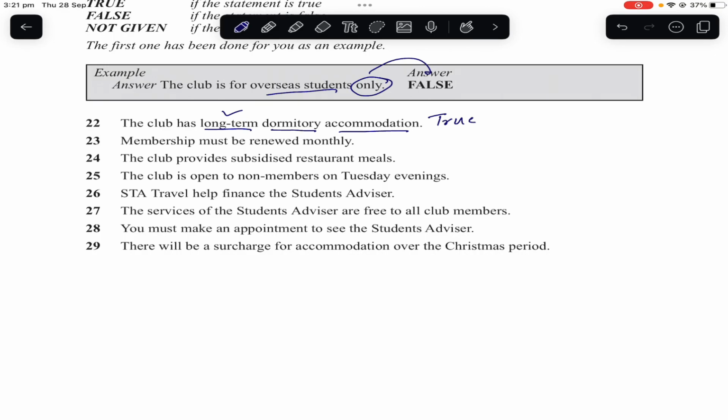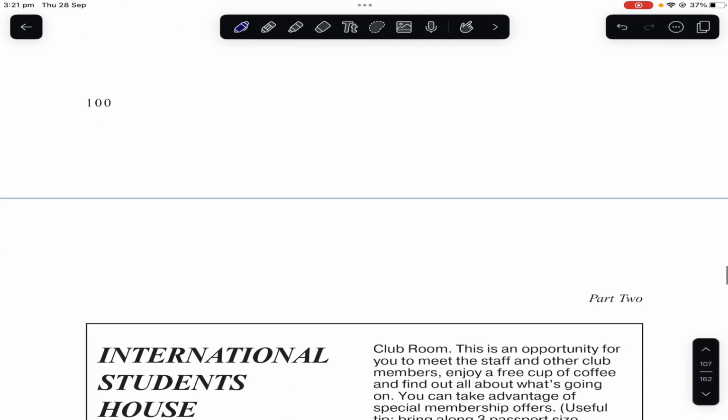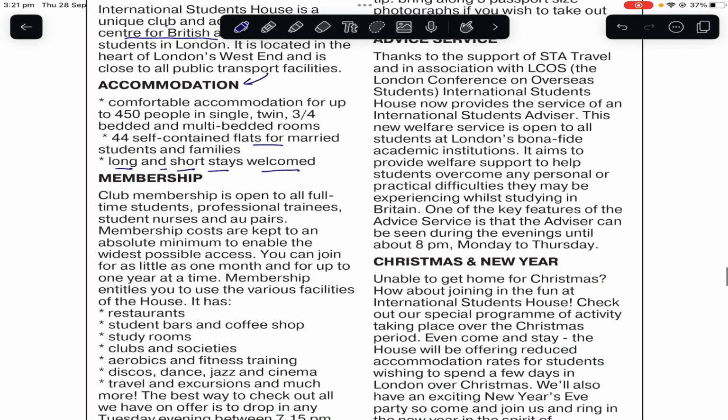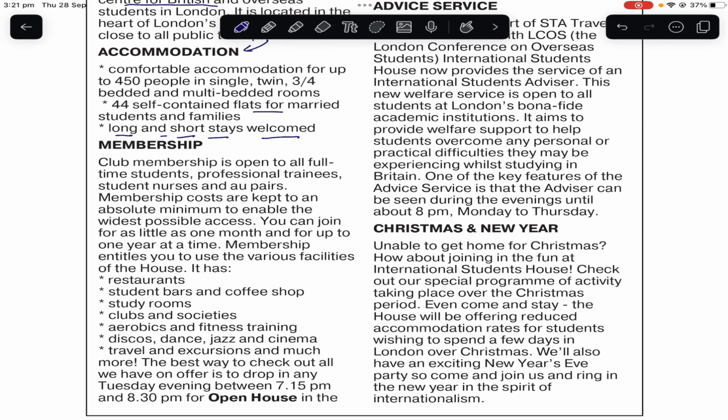Next one, it says membership must be renewed monthly. Must be. Let's have a look now. Because they use the word membership, that means my answer has to come from the membership paragraph. So club membership is open to all full-time students, professional trainees, student nurses, and au pairs. Membership costs are kept to an absolute minimum to enable the widest possible access. You can join for as little as 1 month and for up to 1 year at a time. Now what they say is the minimum is 1 month. They didn't say anything about renewal, but for up to 1 year at a time. So the maximum membership you can have is 1 year.